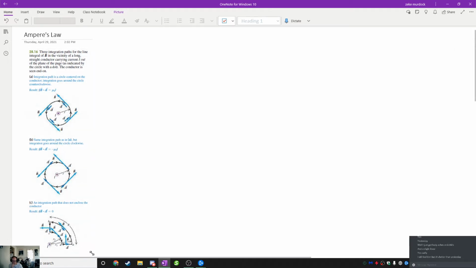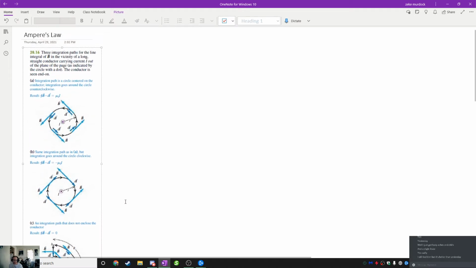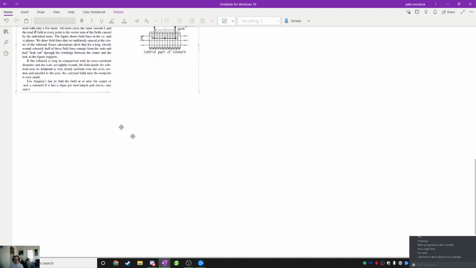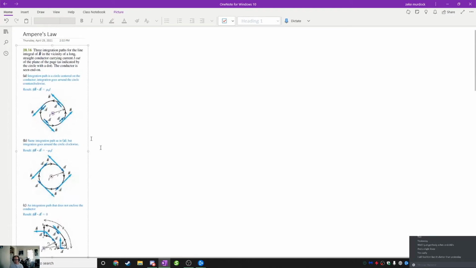All right, so let's do Ampere's law, and then we're going to do a problem with the solenoid down here, and that will be all we'll do today. I don't know how long this will all take. Okay, so Ampere's law is kind of, in a way, motivated by the idea of electric potential or voltage.